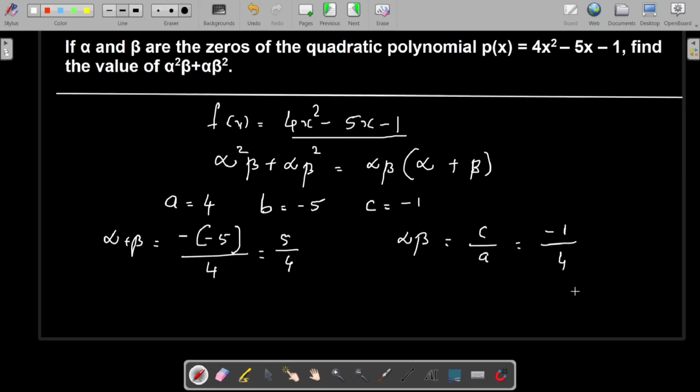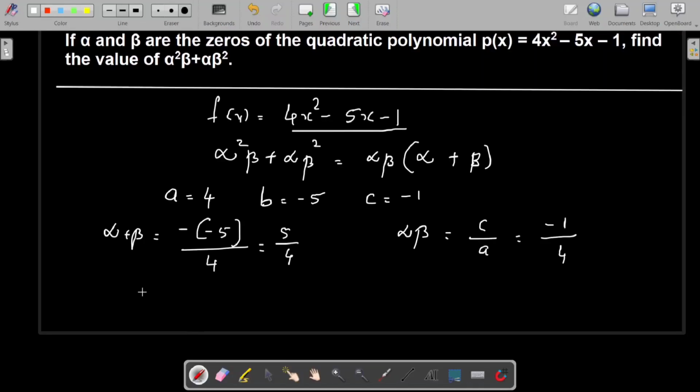Now we find the solution, right? What is the question? The question is alpha beta into alpha plus beta. That is, alpha beta, which is minus 1 by 4, is multiplied with alpha plus beta, which is 5 by 4. That is minus 5 by 16. So the final answer is minus 5 by 16.